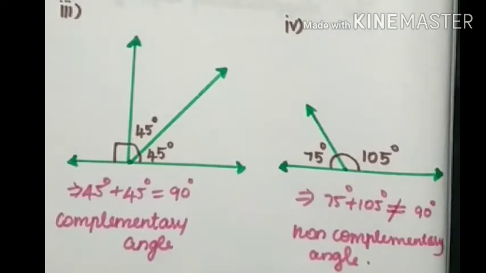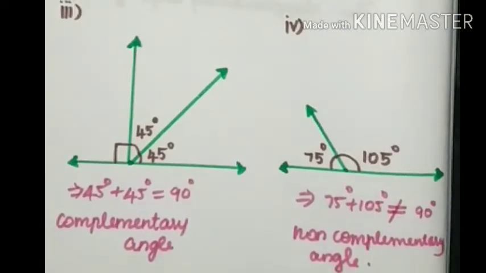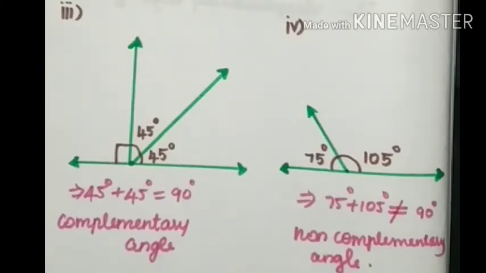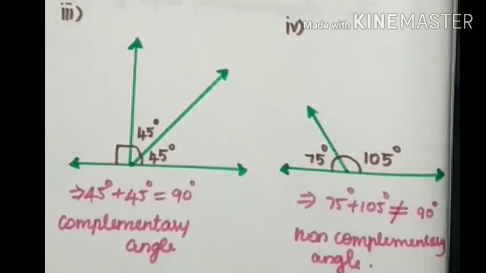Students, it's clear now. If two angles are complementary to each other, it means they add up to exactly 90 degrees. If the sum of the two angles is exactly 90 degrees, it is a complementary angle. If it is not equal to 90 degrees, it is a non-complementary angle.